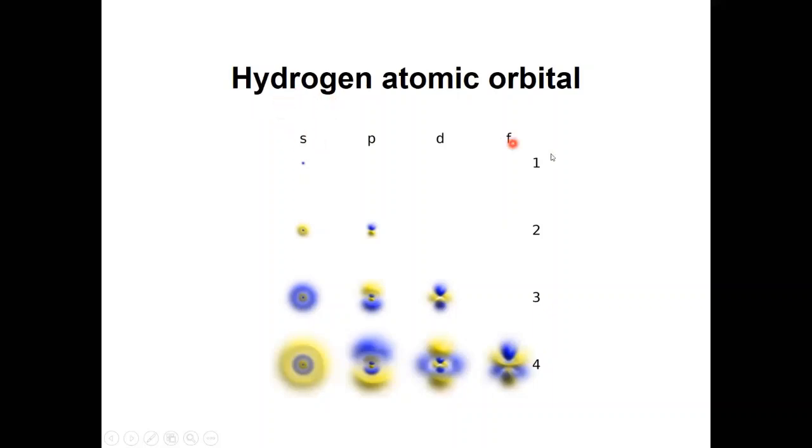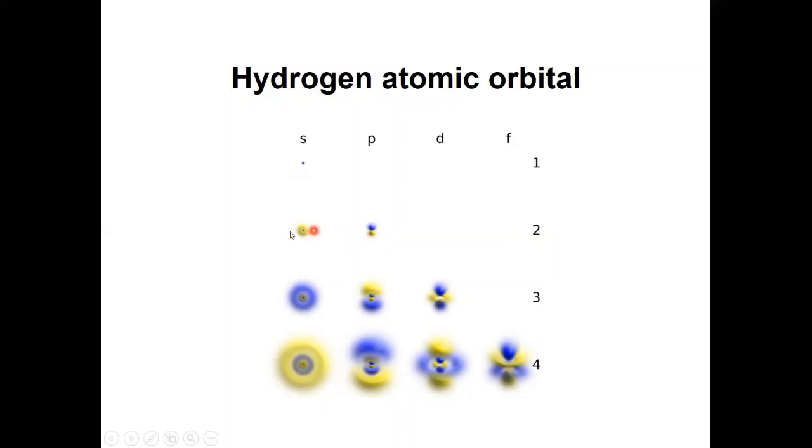The atomic orbital in the first shell is 1s, which is a sphere. In the second shell, you have two types, 2s and 2p. In any shell, you have n-1 nodes. So the 2s and 2p both have one node, but in the 1s there is no node because n-1 equals 0. The 2s has the node in the radial part, and the 2p has the node in the angular part.